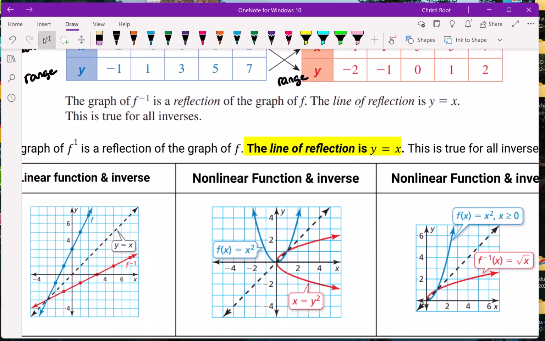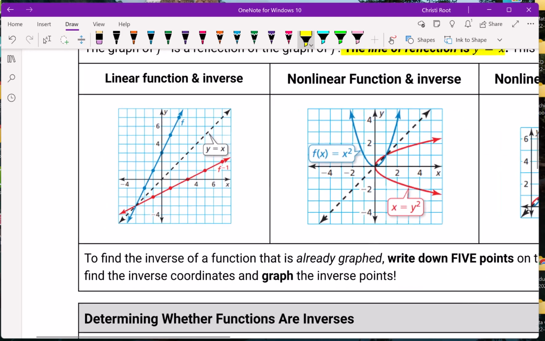So it says the graph of the inverse is a reflection of the graph of the original function. There is a line of reflection, and it's right here. The line of reflection is y equals x, and that's true for all inverses. Even the types of functions that you haven't studied yet, it's true for them too. So let me show you what I'm talking about.